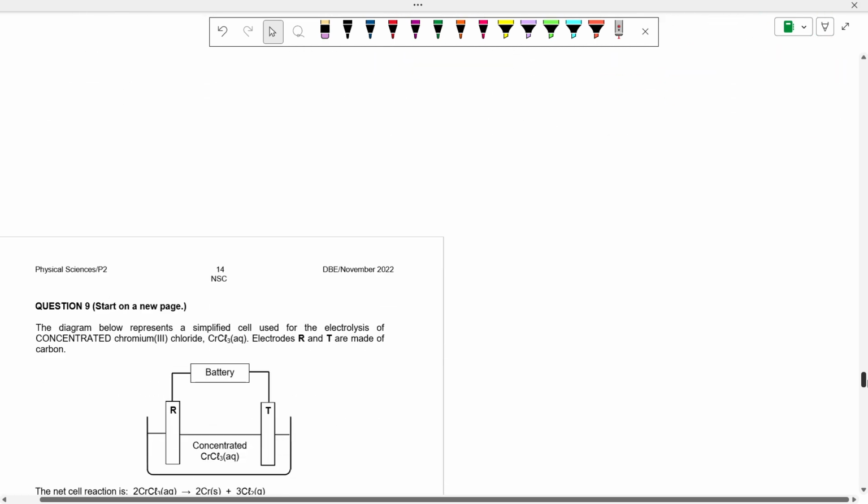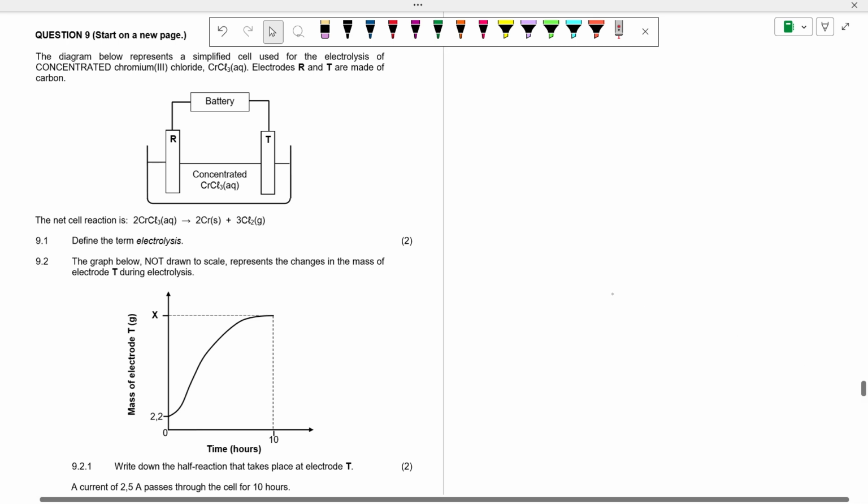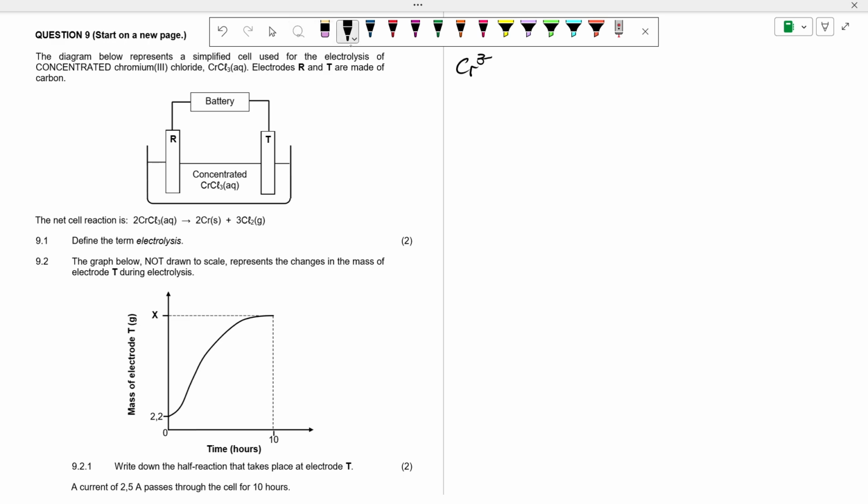Then electrolytic. It says the diagram below represents a simplified cell used for the electrolysis of concentrated chromium 3 chloride, and chromium 3 is just Cr3 plus. Then chromium 3 chloride is Cr3 plus and chloride.